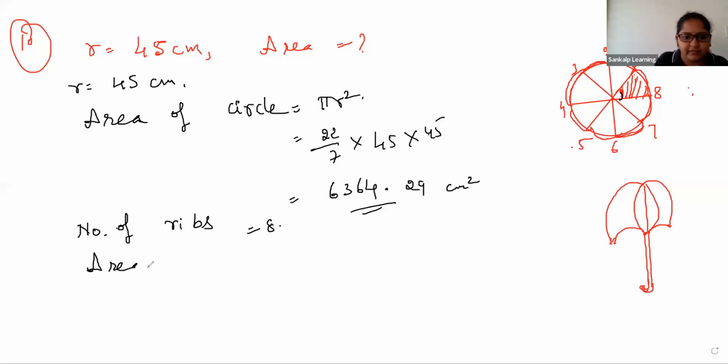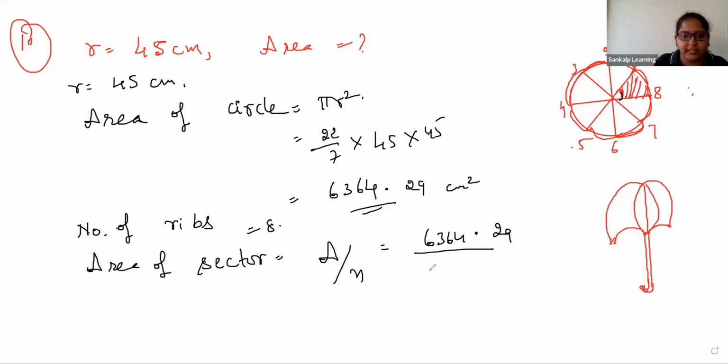So we can write area of sector, or you can also write area between the two consecutive ribs. That is equal to area by number of ribs. What is the area here? 6364.29 by n, where n is equal to 8. So if we divide it, children, we get 795.5 centimeters square. It is very easy.